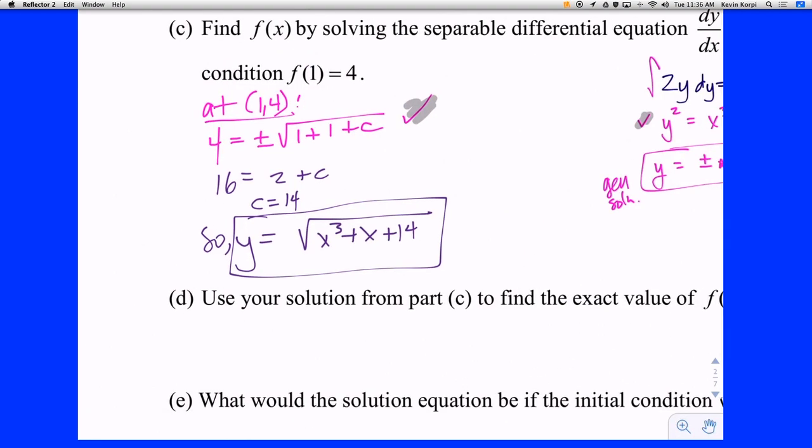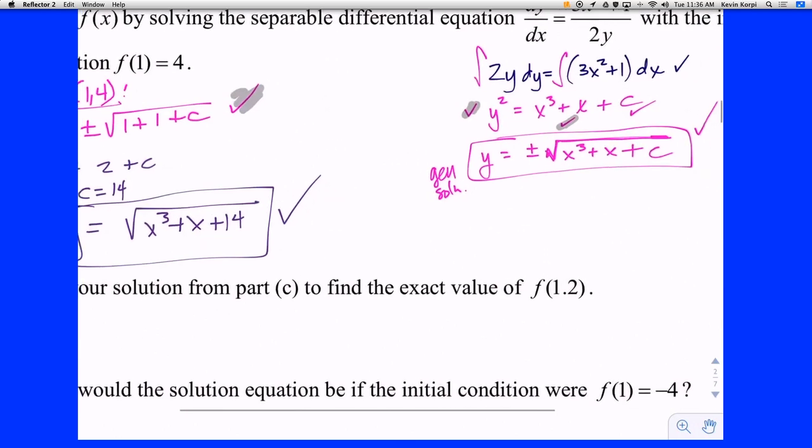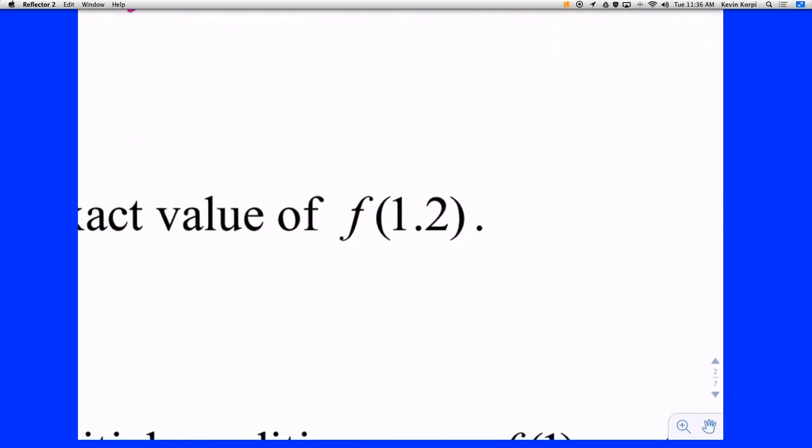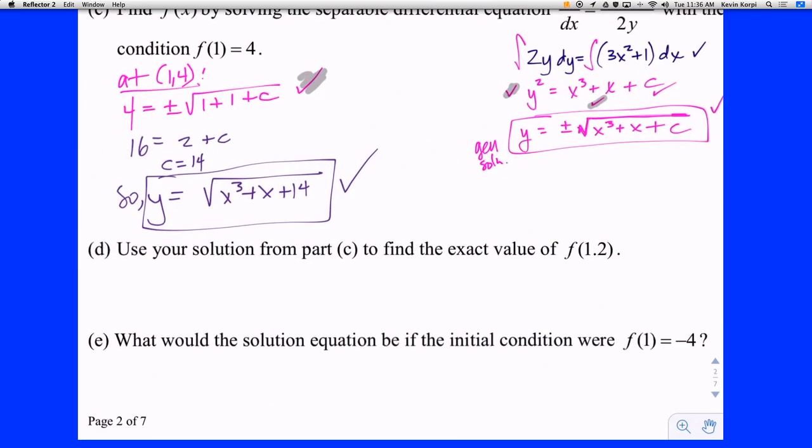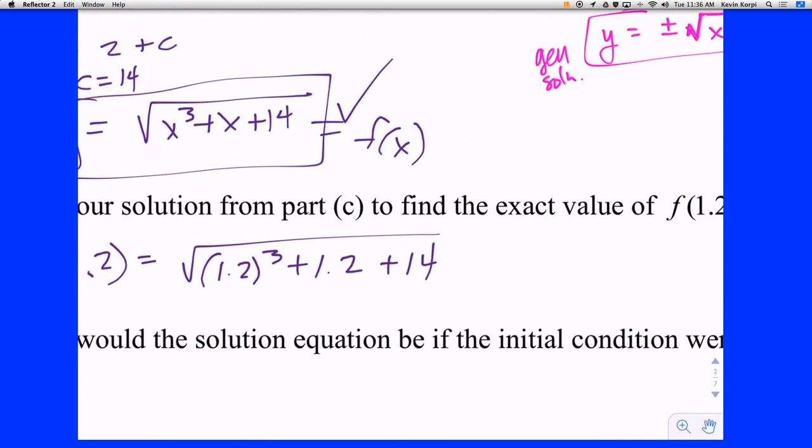All right, so there it is. The 14 is under the radical. Now it says to use your solution from part C, that would earn a check maybe, to find the actual value of f of 1.2. Okay. So we're calling that f of x, I guess. So then f of 1.2 is actually equal to the square root of 1.2 cubed plus 1.2 plus 14.